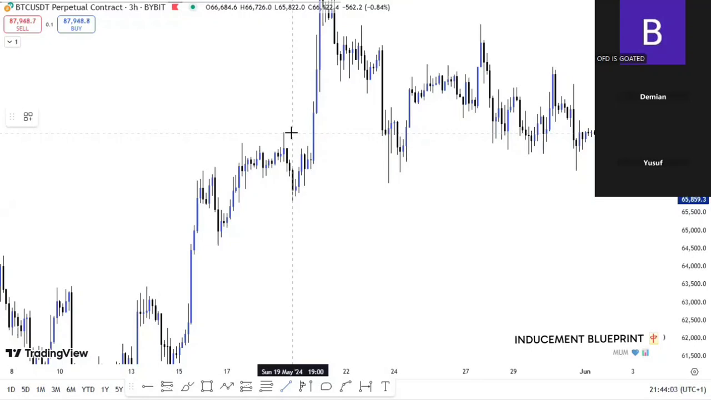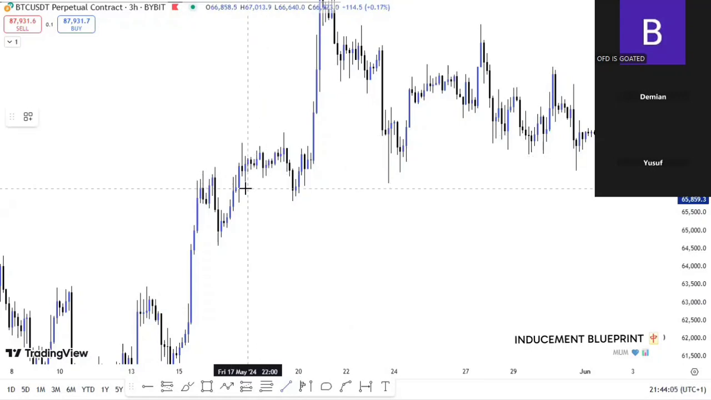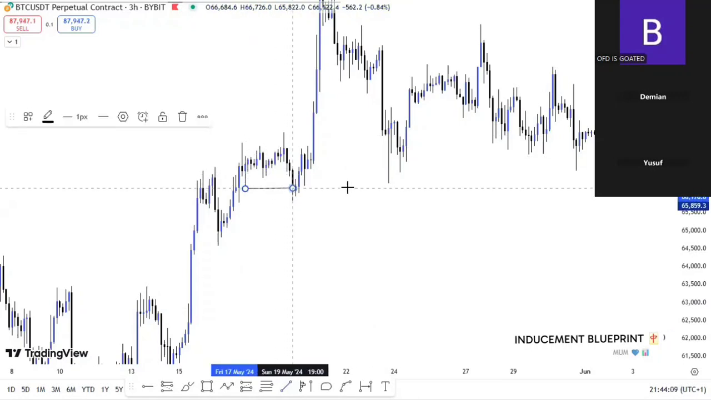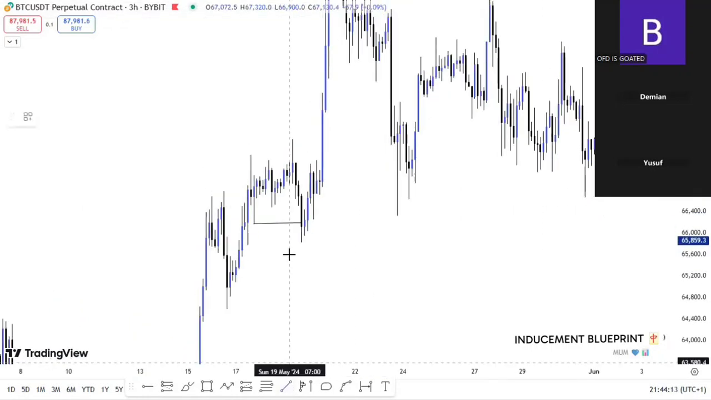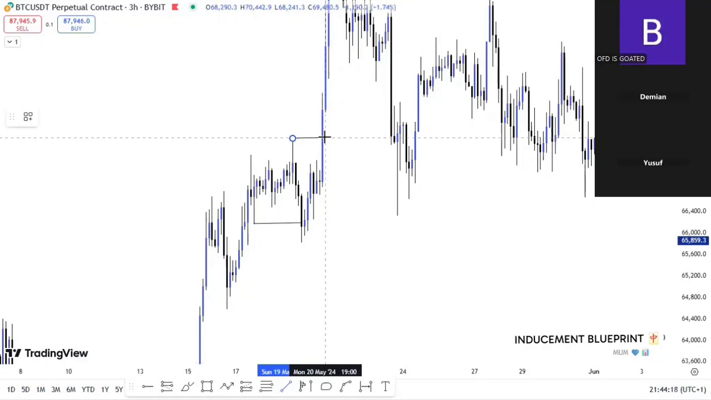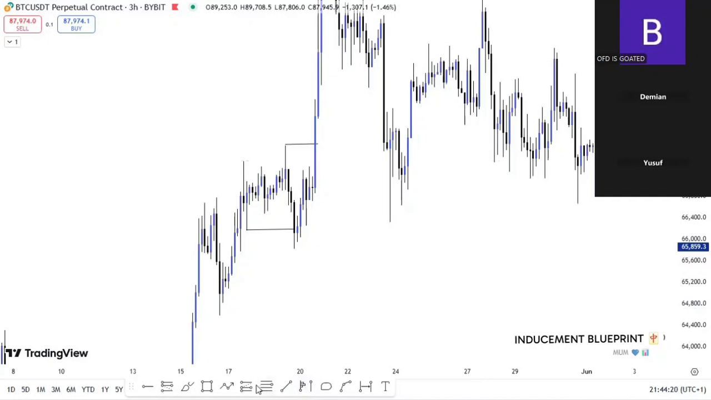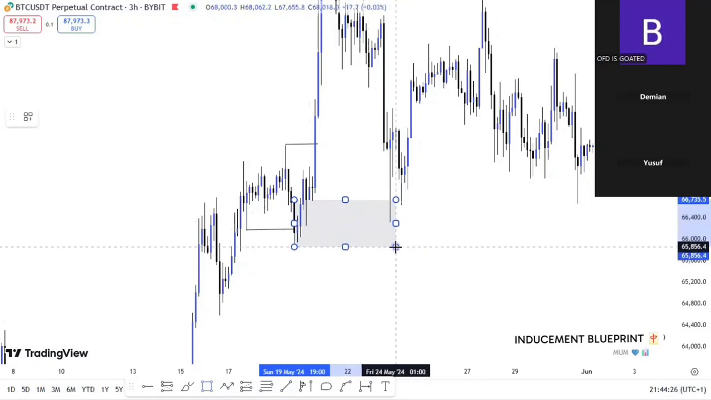So this is what I mean. We had a good sweep here. Like I said, a sweep is like a fake break of structure to the downside, and then the actual move is to the upside. So we had a good sweep there, and then a good break of structure to the upside. So here you can see a good break of structure to the upside, making this zone a good demand zone. So you guys can see what happened.